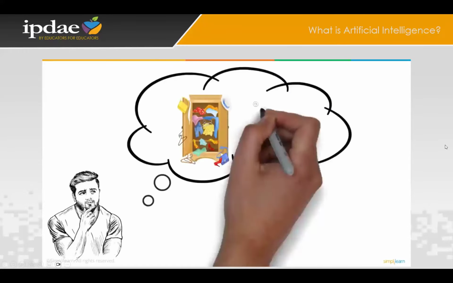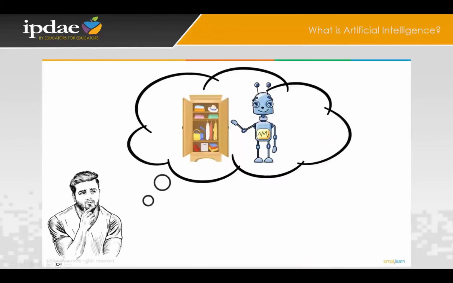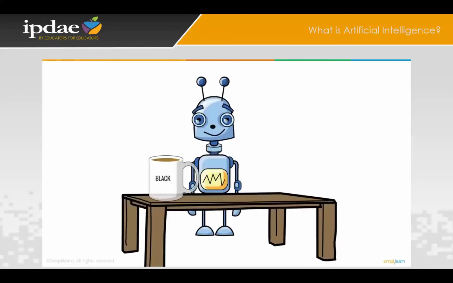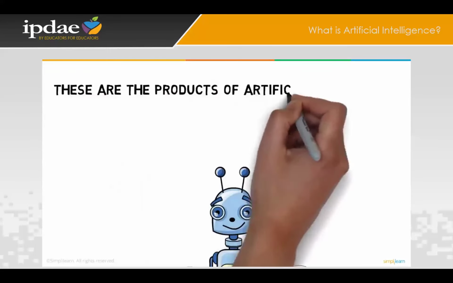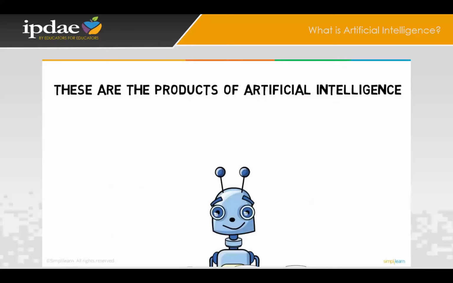Picture this: a machine that could organize your cupboard just as you like it, or serve every member of the house a customized cup of coffee. Makes your day easier, doesn't it? These are the products of artificial intelligence. But why use the term artificial intelligence?